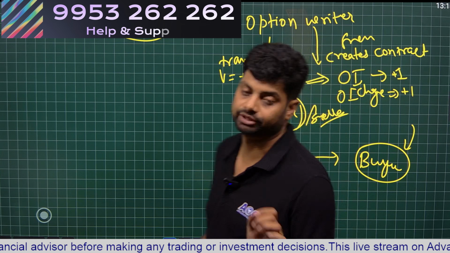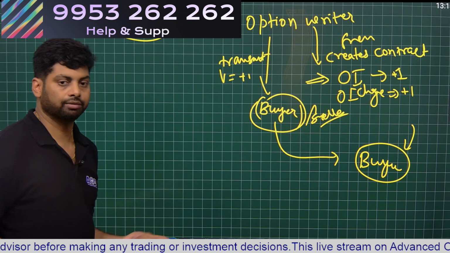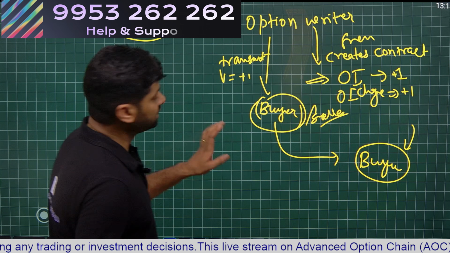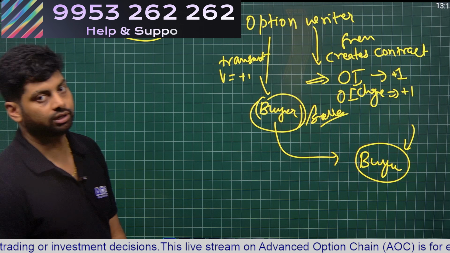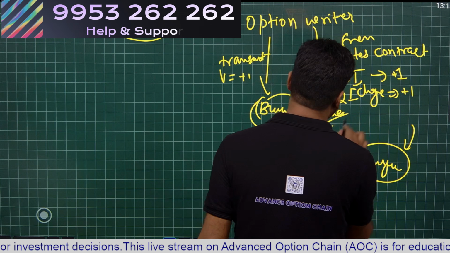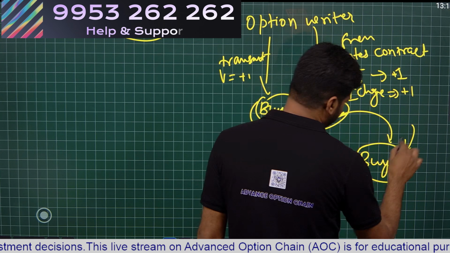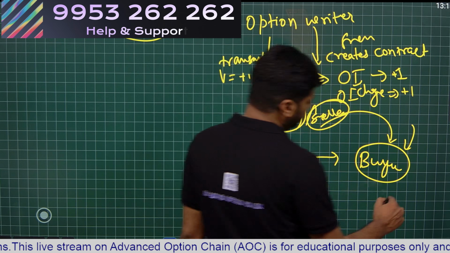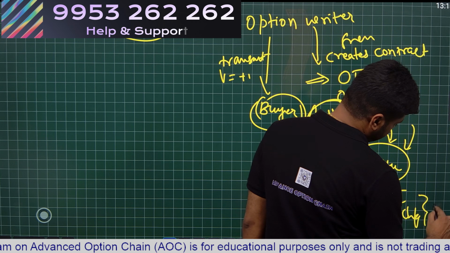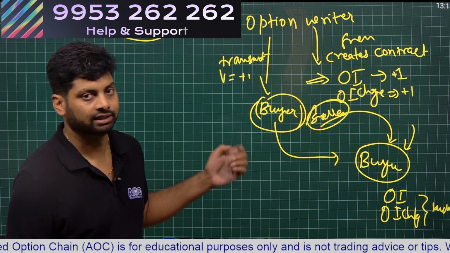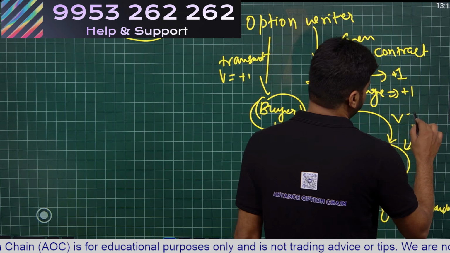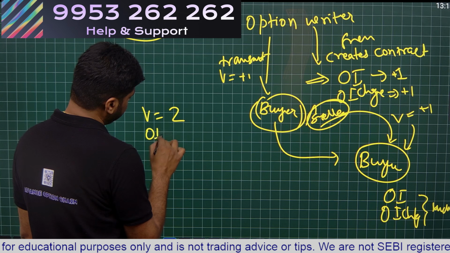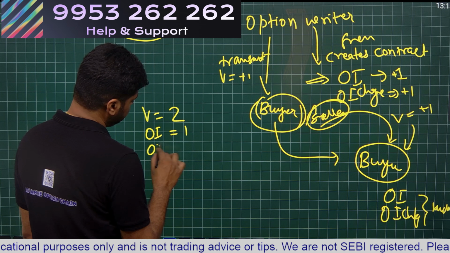There is a minor difference between an option seller and an option writer. Option writers are those who create a fresh contract, and option sellers are those who had already bought an option contract and are now willing to sell it. So I'll sell to a buyer. If that buyer is not an option writer, this will not affect OI and OI change. They are unchanged, but the transaction creates volume. Volume becomes plus 1. So now the situation is volume is 2, OI is 1, OI change is 1.